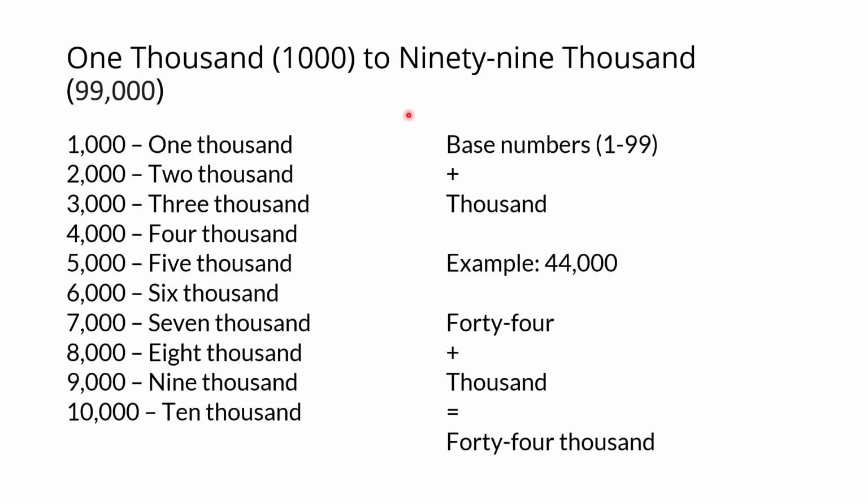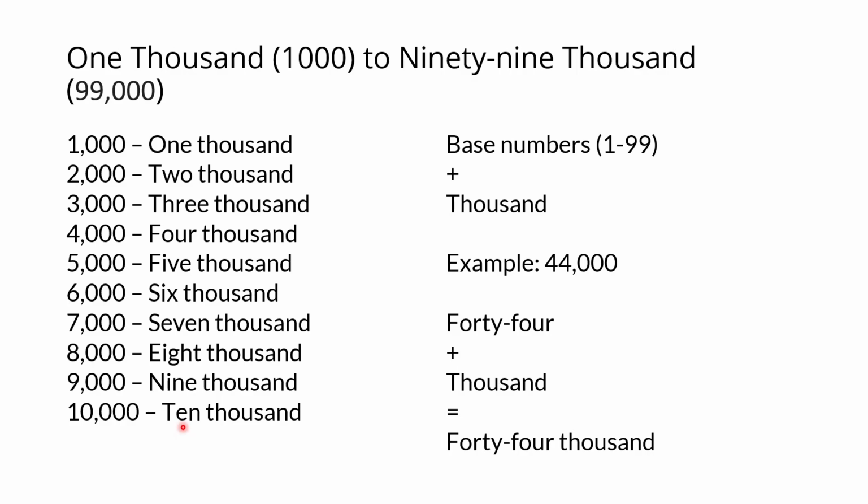So the thousands use the base numbers from 1 to 99 plus 1000. So for example, 44,000. So we take 44 and then we add 1000 to the end, and then we get 44,000. Again, thousands, like hundreds, they go up from 1 to 9. Actually no, sorry, they go from 1 to 99.